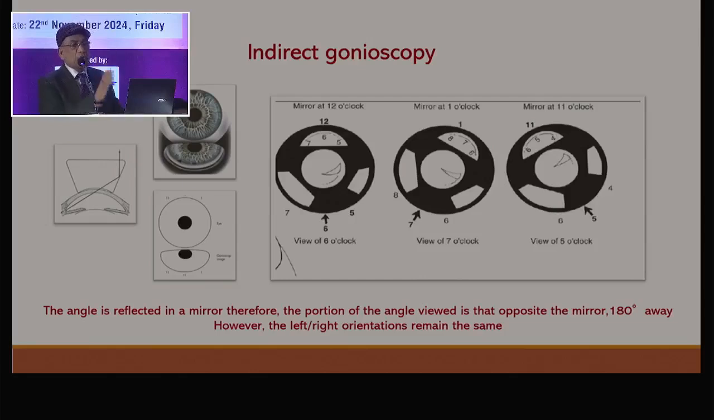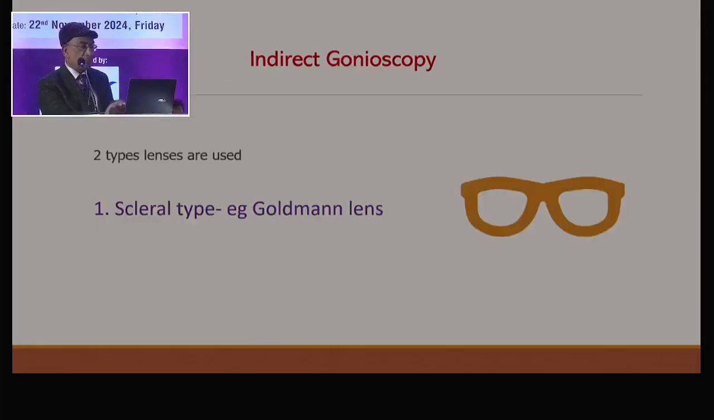In the indirect gonioscope, we see the opposite, but the orientation remains the same. The right side will be the right side, and the left side will be the left side. Like if you see the 12 o'clock, you will see the 6 o'clock position of the angle, but on the right side is 5 o'clock, left side 7. So the same orientation is there, but with the opposite angle.